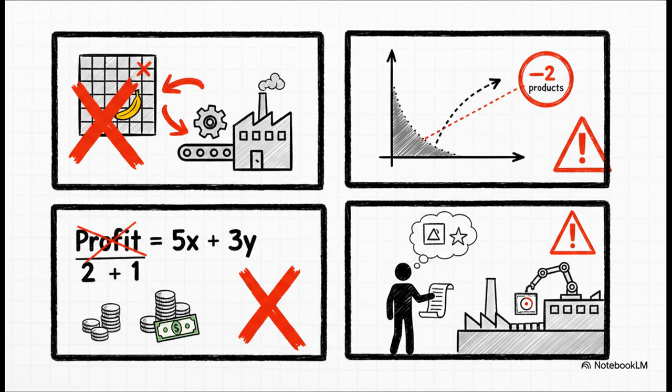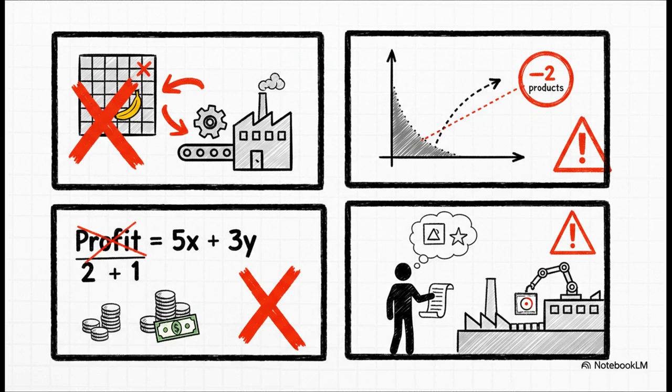Let's take that first one, mixing up rows and columns. That's not just a typo. If you accidentally tell the model that product A uses machine hours the way it uses labor hours, you fundamentally misrepresented your factory. The model will give you a perfect, mathematically correct answer to the wrong question. So you'll confidently go and implement the wrong plan and lose money.